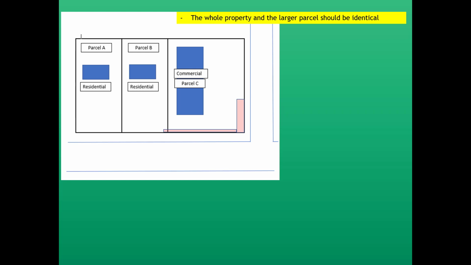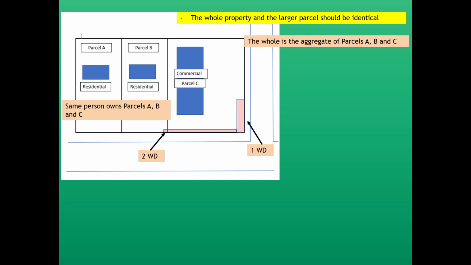Now, when we're dealing with a value finding appraisal report, we've explained that the whole property and the larger parcel should be identical. For this example, we're going to assume that the same person owns A, B, and C, and the takings are on parcel C and a little bit of parcel B. We call that 1WD on parcel C, and on parcel B, we call that 2WD. So the whole is the aggregate of parcels A, B, and C because they are under a unitary owner. The same person owns all 3.